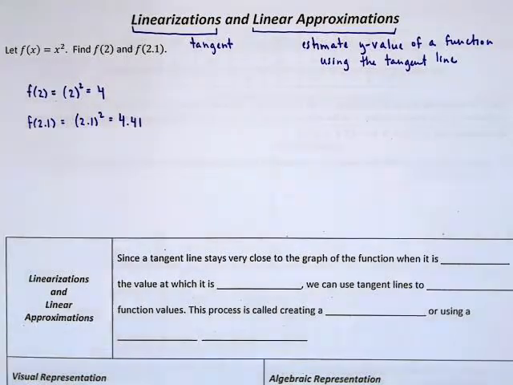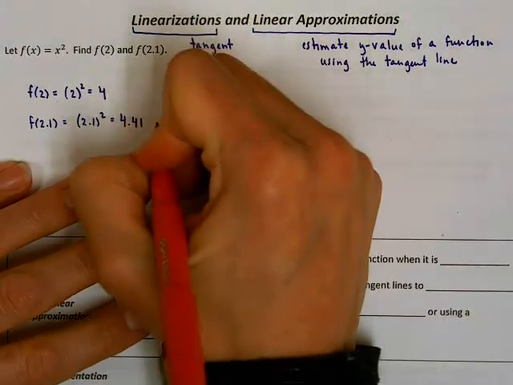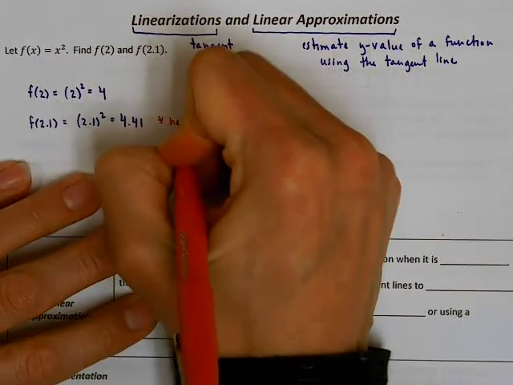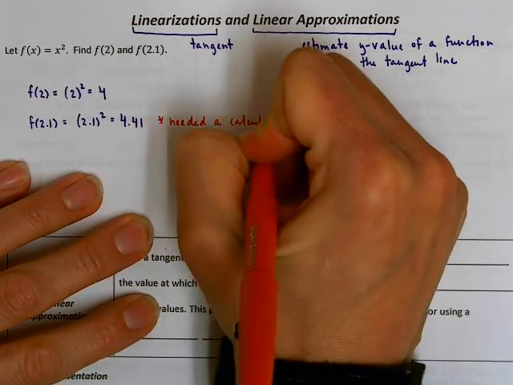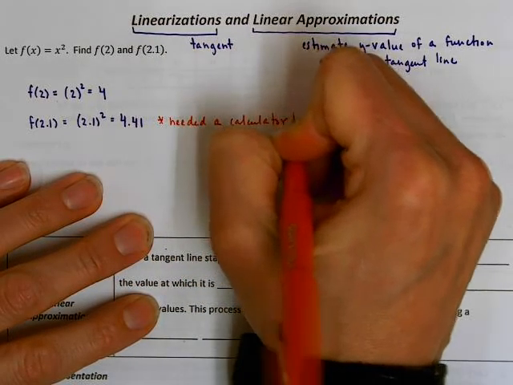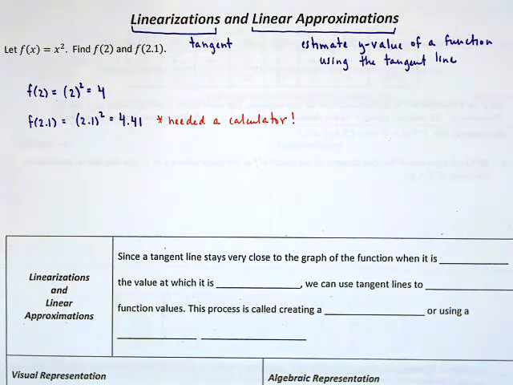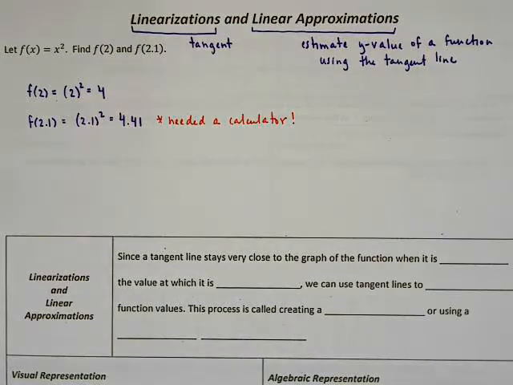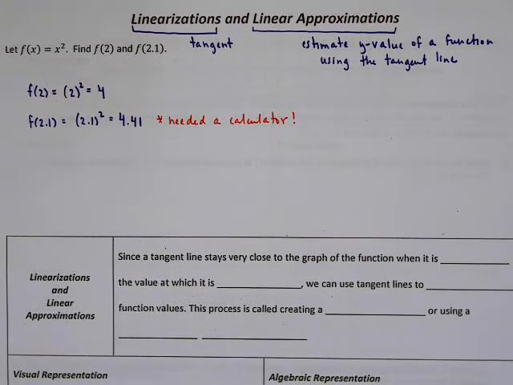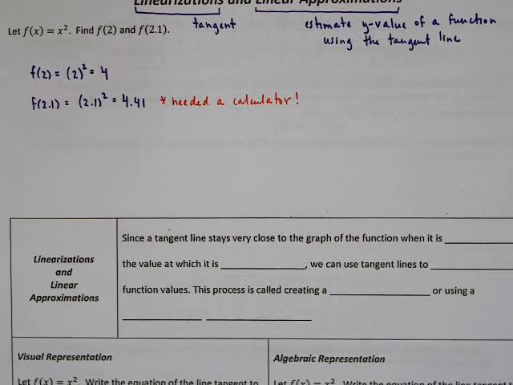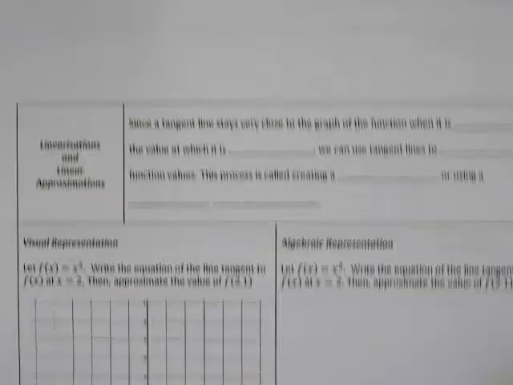Now here's the big idea. For this second problem we needed a calculator to find this value. But with our linear approximations, this is going to give us a method to get a really close estimate of this answer without using a calculator. So that's kind of the big idea here: how can we approximate values of functions without needing our calculators? So let's jump in here.